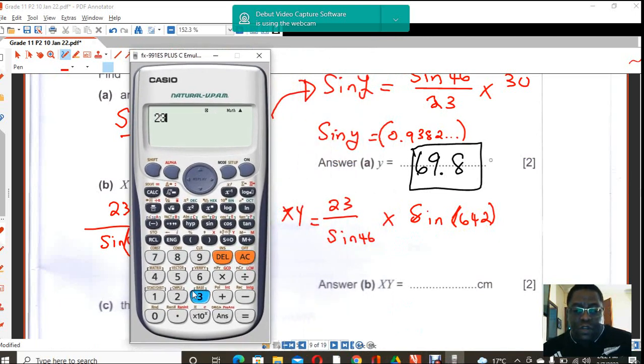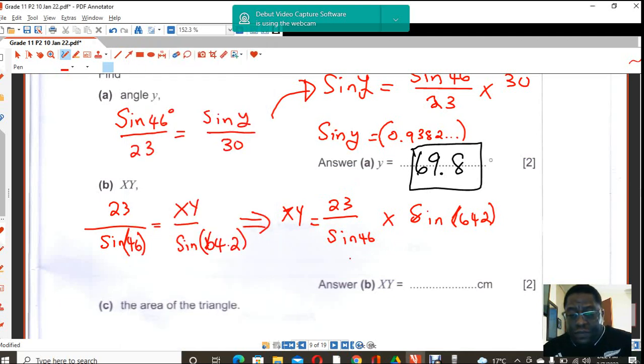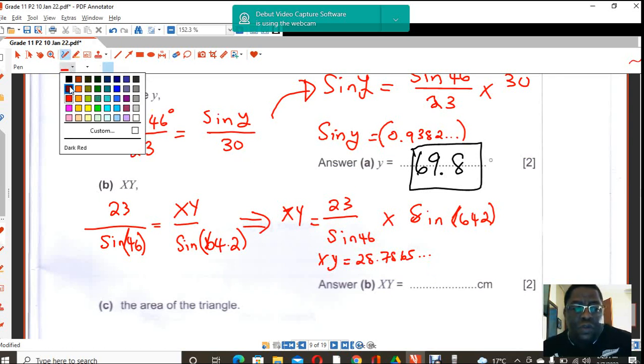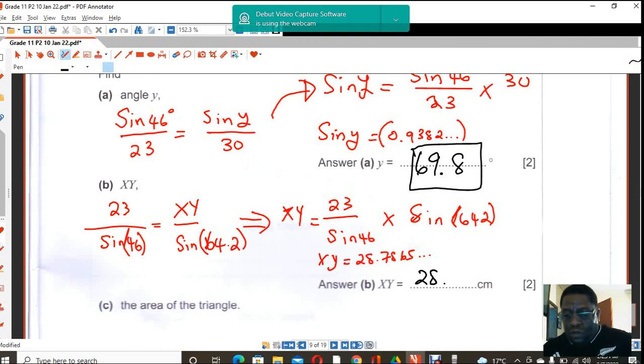All right, so let's just hit that and see. So it's going to be 23 upon sine of 46 times sine of 64.2. Hit enter. 28.7865. So the final answer, the correct answer that we are looking for, is going to be 28.8 centimeters. Correct, so three significant figures.